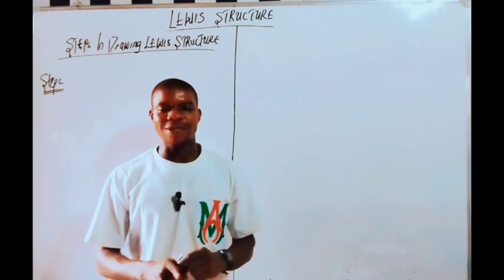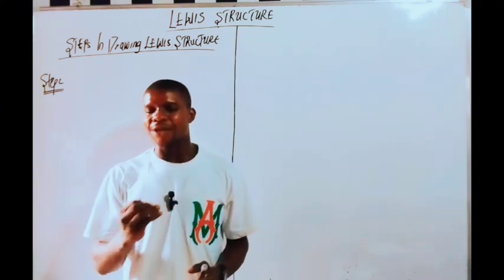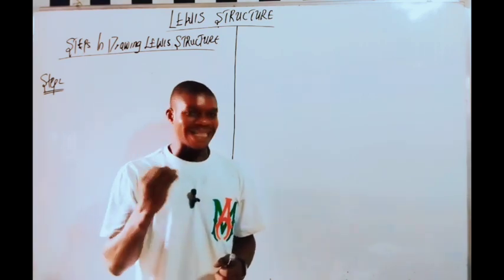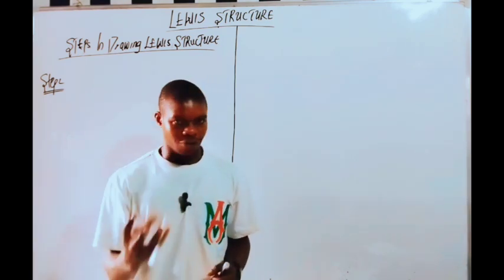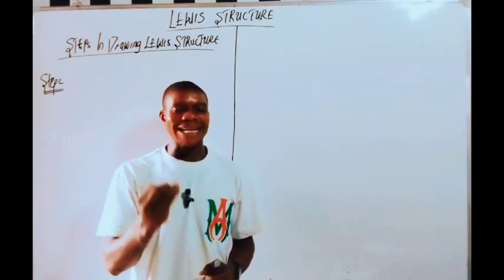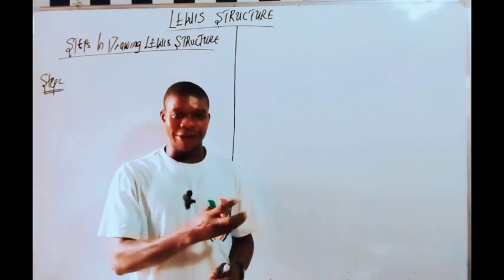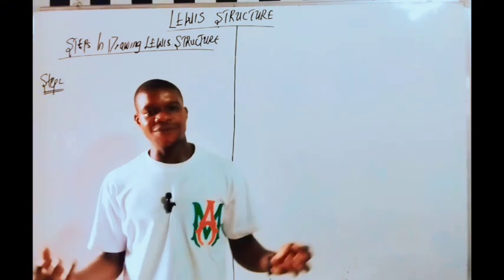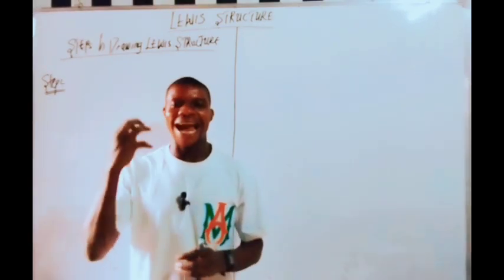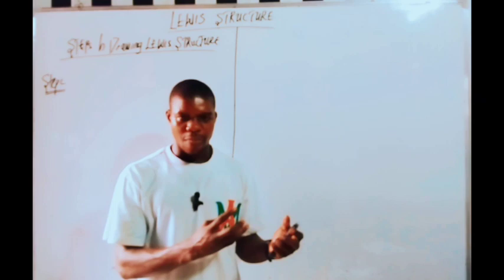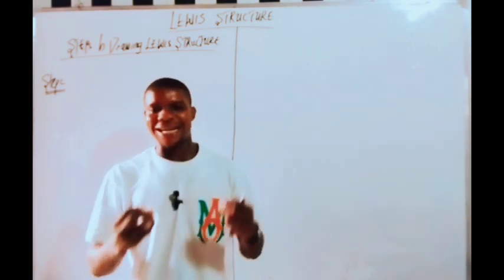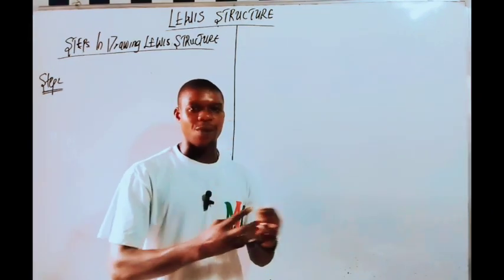The next element I want to look at can never be a center atom. That is, when you are drawing a Lewis structure, don't make the mistake of placing this element as a center atom. The next one is fluorine. Fluorine can never be a center atom. So when writing the electronic configuration, never place fluorine as the center atom, and there's a reason for that. Why? Because fluorine is the highest electronegative element in the periodic table. So that is why fluorine can never be the center atom.